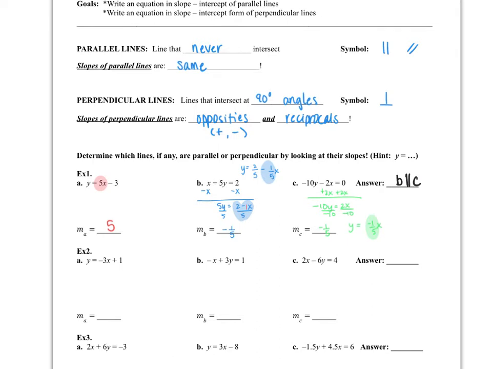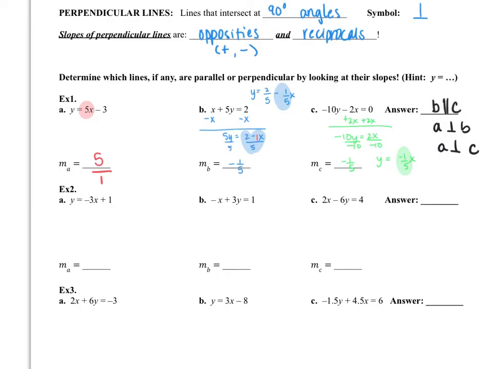The next thing I notice is that A is positive 5, while B and C are both negative. Also, positive 5 as a fraction would be 5 over 1, which means its reciprocal would be 1/5. So line A, positive 5, and line B, negative 1/5, are opposites and reciprocals. That means A is perpendicular to B, and A is also perpendicular to C.